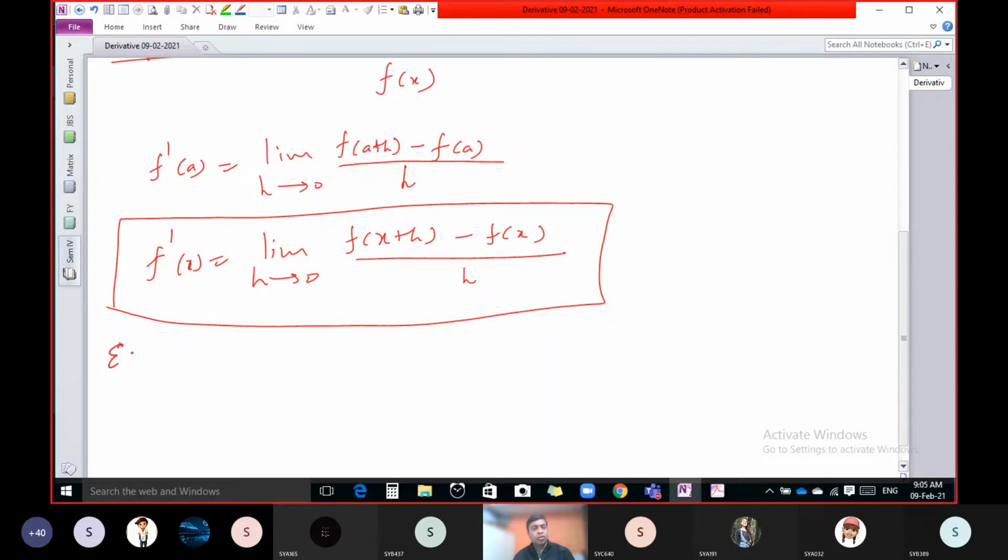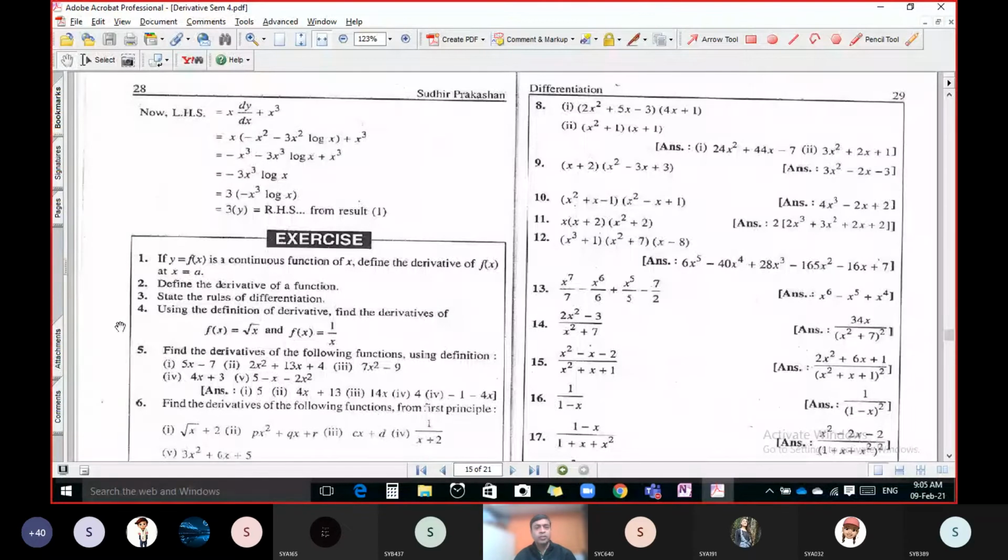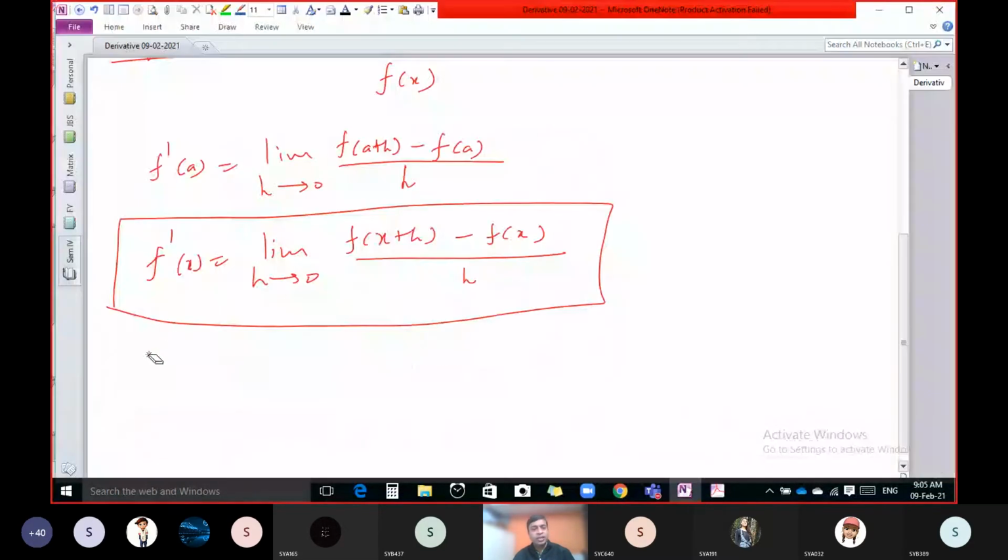Let us take one or two examples to get a better idea about how to use this result. See question 4. What is the question? Using the definition of derivative, find the derivative of f of x equal to root x. And the second one is f of x equal to 1 upon x. So we want to find out the derivative of root x, f of x equal to root x.